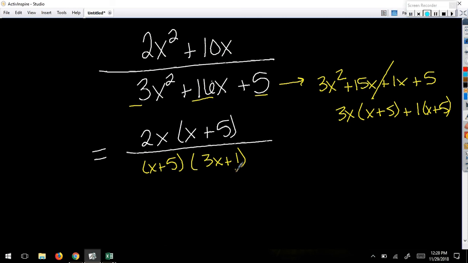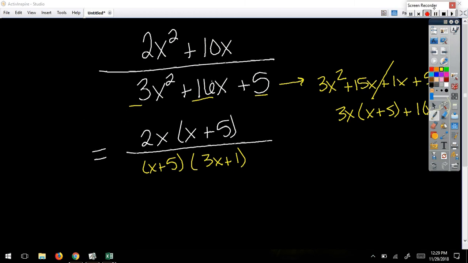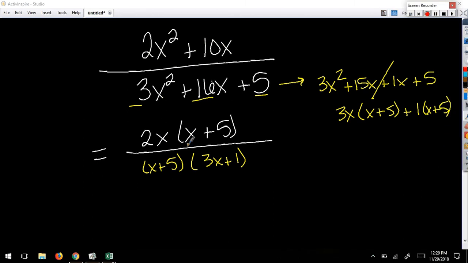She just got tickled, and then was like, I can't factor. All right, take a look here. The x plus 5s go away, and I have 2x over 3x plus 1. All right, sidebar. Let's factor.